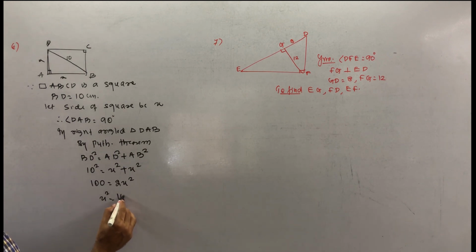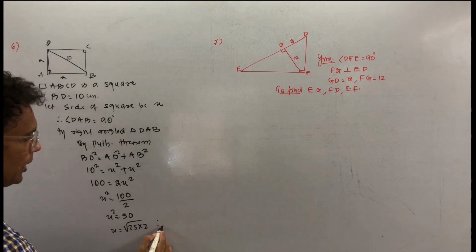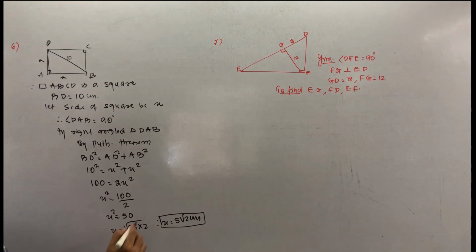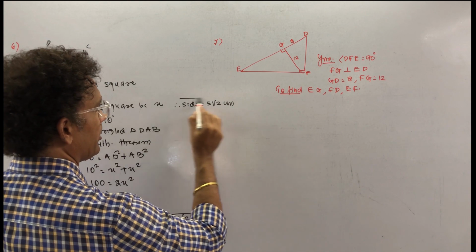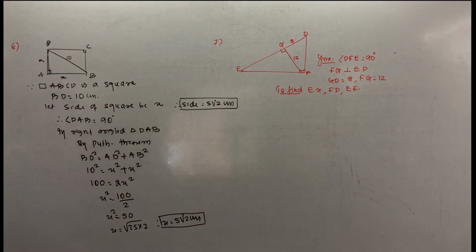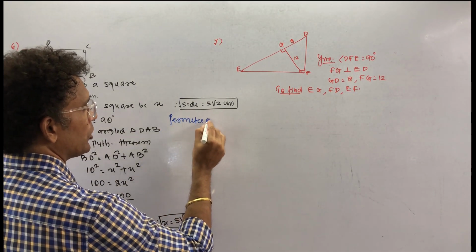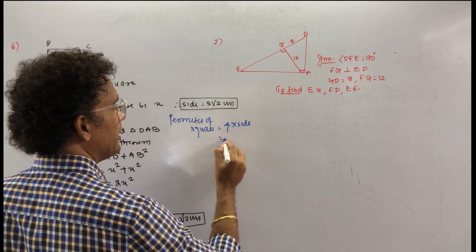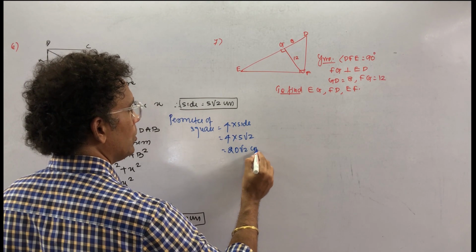And x square is equal to कितना आएगा, 100 upon 2. x square is equal to कितना बच्चा, 50. x square is equal to 25 into 2. And therefore x is equal to 5 root 2 centimeter. This is what you get over here, the side. Therefore you can write over here the side is equal to 5 root 2 centimeter. Next पूछा है perimeter. Everybody should know the formula for perimeter with 10th standard में आप लोग. So the perimeter of a square is equal to 4 into side. So 4 side already is there, that is 20 root 2 centimeter.